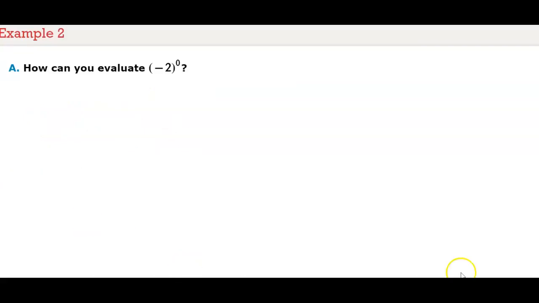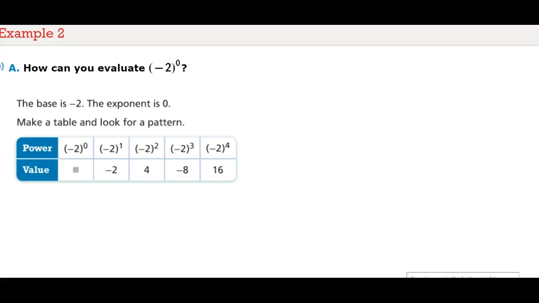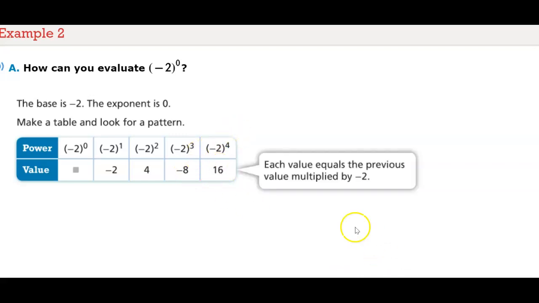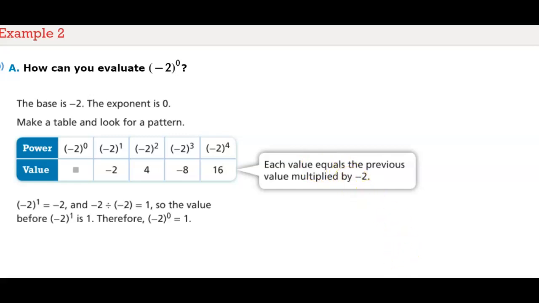Part A. How can you evaluate -2 to the 0 power? The base is -2. The exponent is 0. Make a table and look for a pattern. -2 to the power of 1 is -2. -2 to the power of 2 is 4. -2 to the power of 3 is -8. And -2 to the 4th power is 16. Each value equals the previous value multiplied by -2.